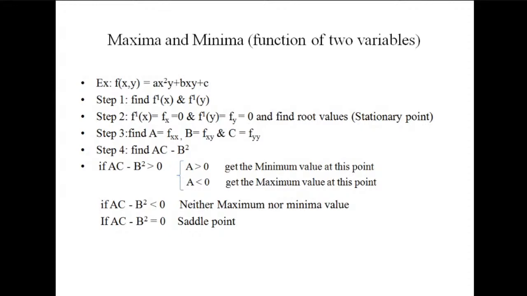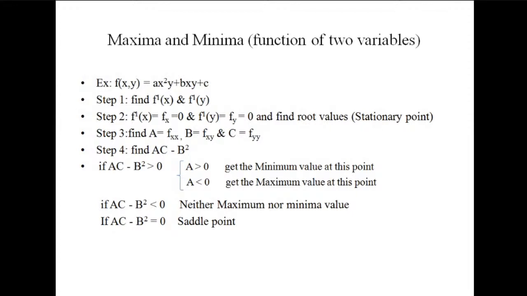If AC minus B square is greater than 0, again we have to check the A value. If A is greater than 0, then we check the A. Here, please differentiate this: this is a small a, and this one is a capital A. These are different ones. While I am saying A, I mean the capital A. Both the values are different.